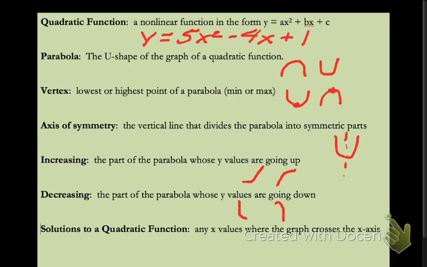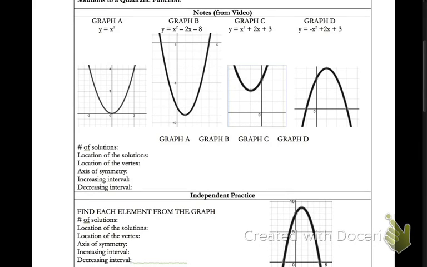Now, solutions to a quadratic function are any places where the parabola crosses the x-axis. This parabola has two solutions because it crosses the x-axis twice. Now, our goal with quadratic functions is to find some of the key elements of the graph. And there's a lot more that you'll do with parabolas as you move on in math, but we're going to take a look at four graphs, namely A, B, C, and D.